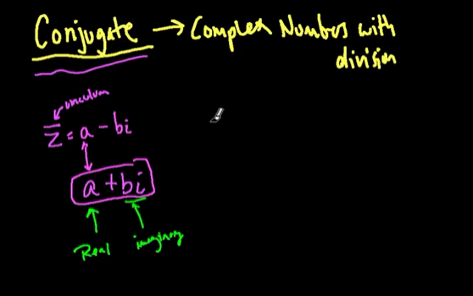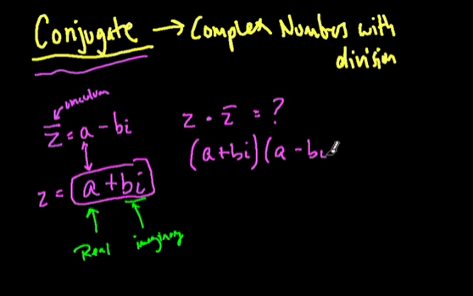And let's just look at what happens when we take something, let's say z, and multiply it by its conjugate. What's going to happen? Why is this useful? Well, if z is a plus bi, and the conjugate is a minus bi, if we multiply these two, we use the distributive property. A times a is a squared. A times minus bi is minus abi. Bi times a, you can think of that as positive abi.